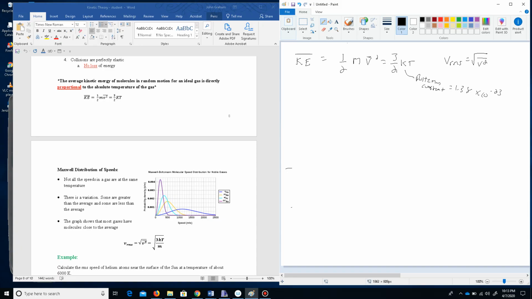Whereas this blue one, which is helium, the average speed is going to be about 1100 meters per second. That's because most of the particles are around this point.